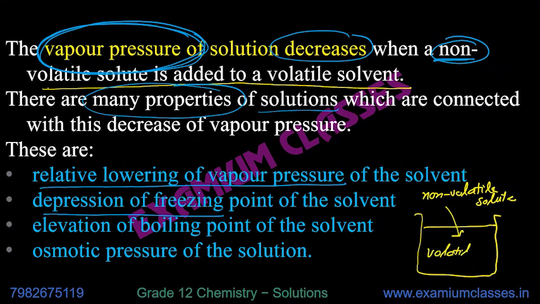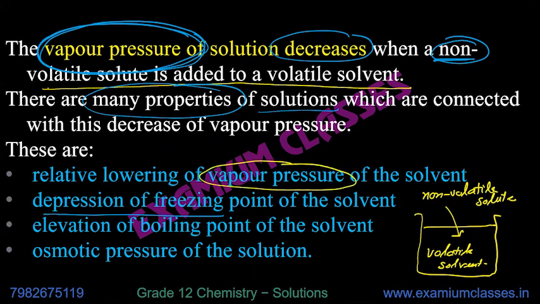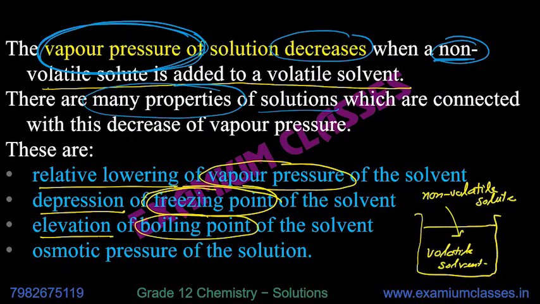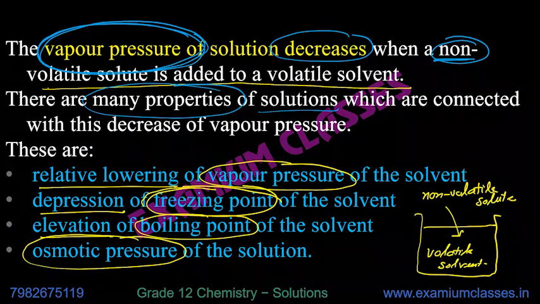This is a volatile solvent. I am adding a non-volatile solute. Then all these four things will happen. The vapor pressure will decrease. The freezing point will decrease. Depression of freezing point means the freezing point will decrease. The boiling point will increase. And the osmotic pressure will also change, which I'll explain. So all these four are impacted by adding a non-volatile solute to a volatile solvent.